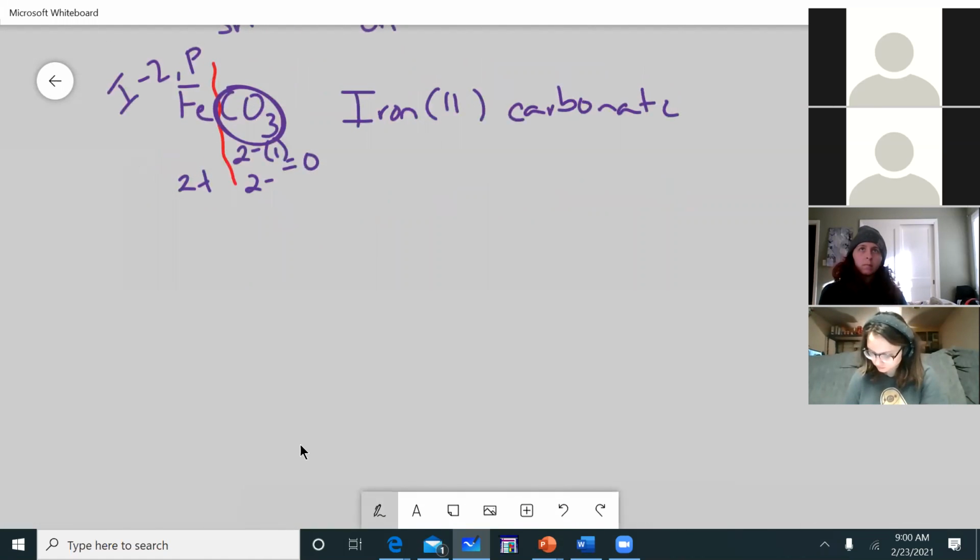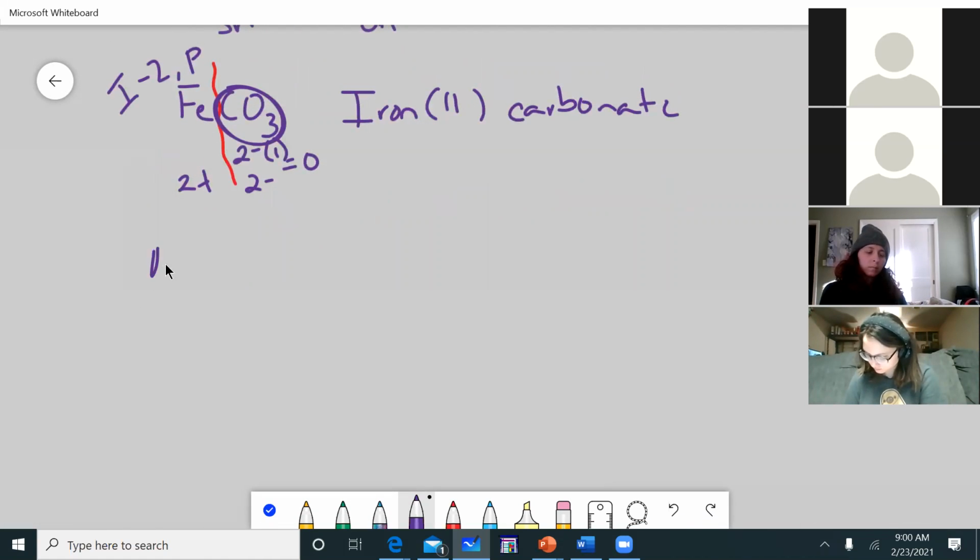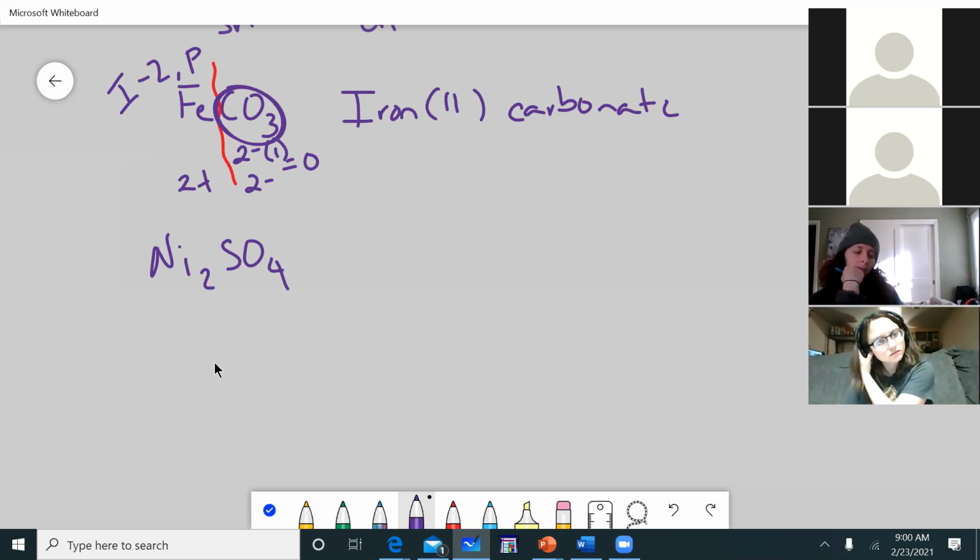Let's try another one. Let's say I've got Ni2SO4. If you get to a place where you're going to name something and you're like, oh my gosh, there's way too many atoms. This is confusing. It doesn't feel like it's matching the rules. It's a polyatomic ion 98% of the time. So reference your polyatomic ion sheet.